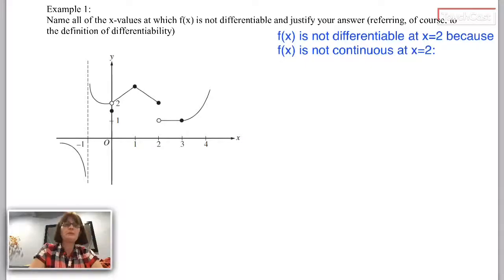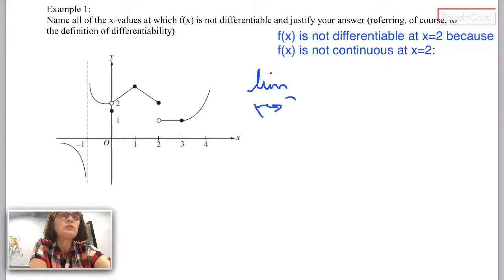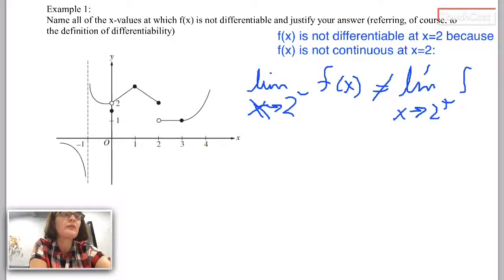My next problem, as I'm reading from left to right, is at x equals 2. F is not differentiable at x equals 2 because f is not continuous. And so for complete justification, I would say f of x is not differentiable at x equals 2 because f of x is not continuous at x equals 2. And now I want to explain why I know f is not continuous. I would say the limit as x approaches 2 from the left of f of x is not equal to the limit as x approaches 2 from the right of f of x.